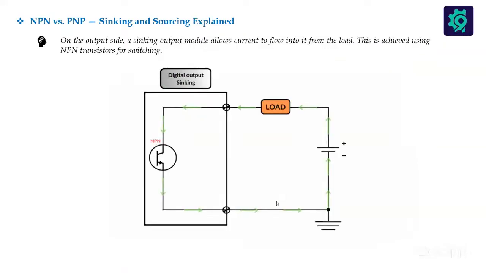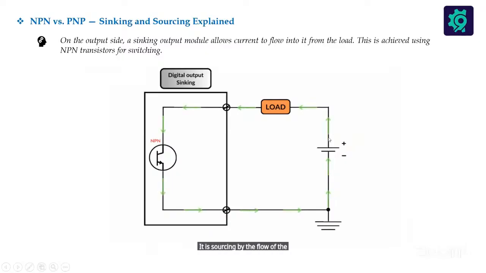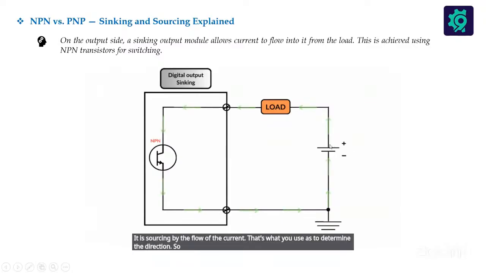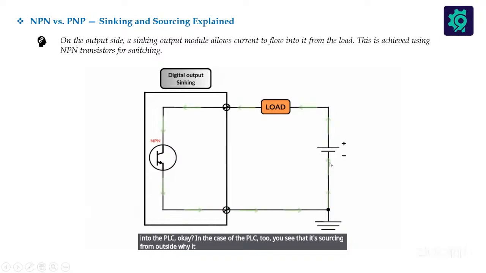Okay, so when it comes to sinking as well, you see that in this case your load is sourcing from the power supply end while it is sinking into the PLC. So it is sourcing by the flow of the current. That's what you use to determine the direction. So for this now you can see that your load is sourcing from the power supply while it sinks into the PLC. Okay, in the case of the PLC 2, you see that it's sourcing from outside while it sinks back into the power supply.